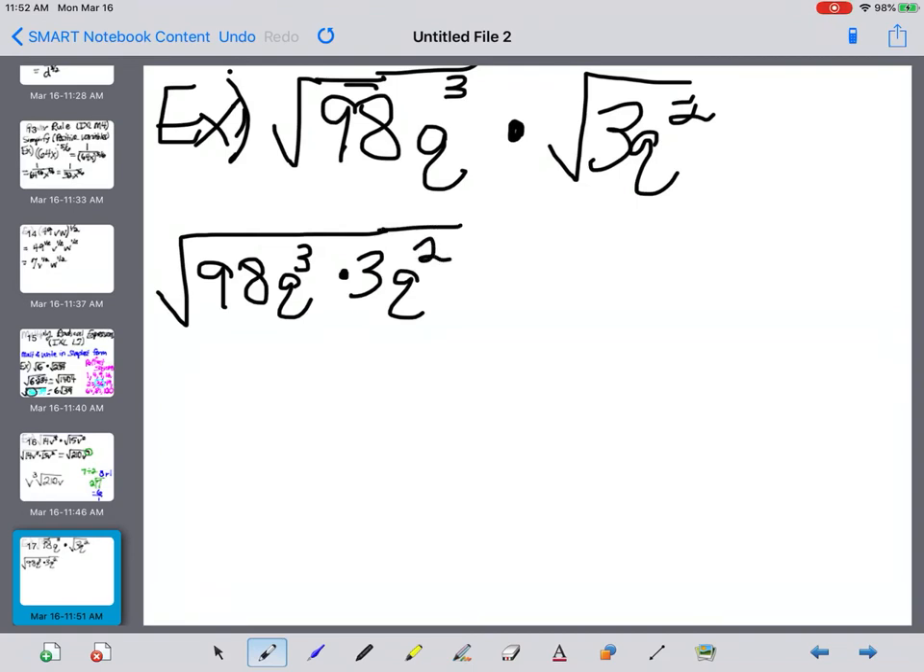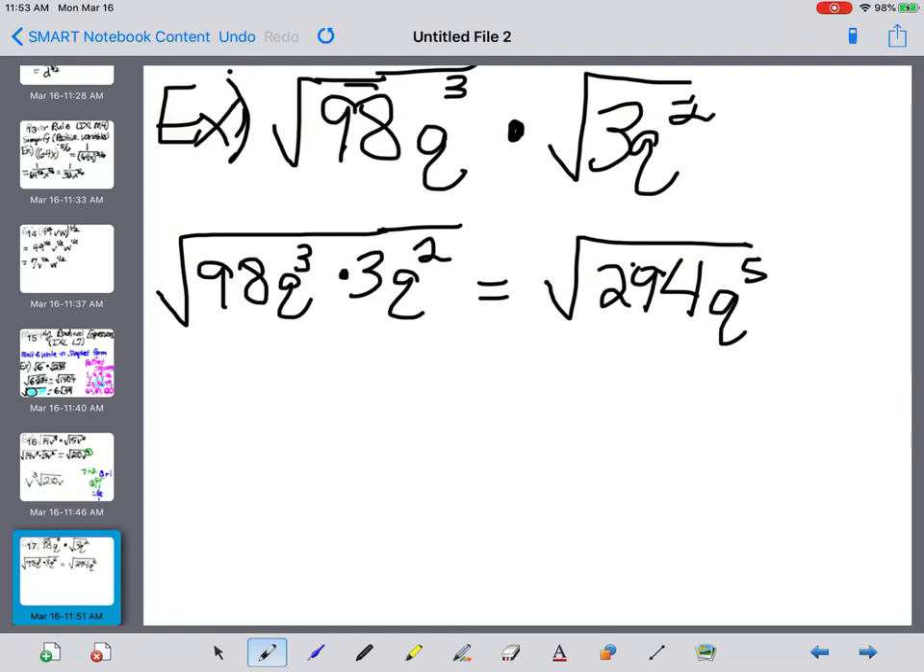Okay, so 98 times 3, what's that going to be? That is 294. So we're going to have the square root of 294. And then, of course, my base is q. So I'm multiplying, so I'm going to add my exponents. So I'm going to have q to the 5th power. Okay? So 294, that might have a perfect square inside of it. It's not going to divide by 4, I don't think. But let's just try some things. Let's see, 294, let's divide that by 49, just to see what happens. Oh, that works. I'm a lucky guesser, I guess.